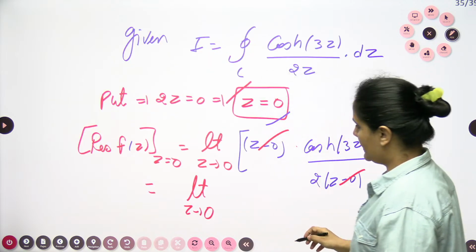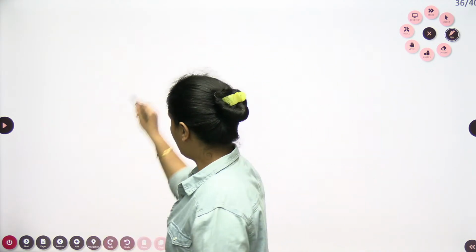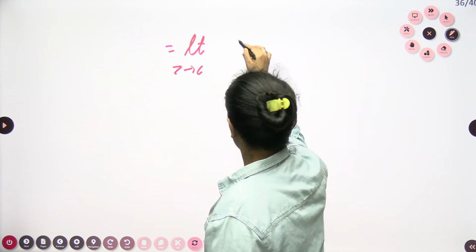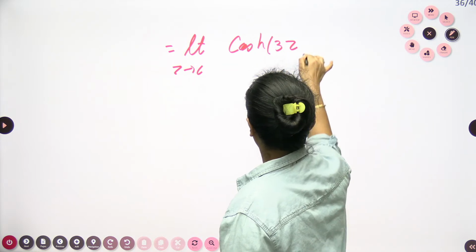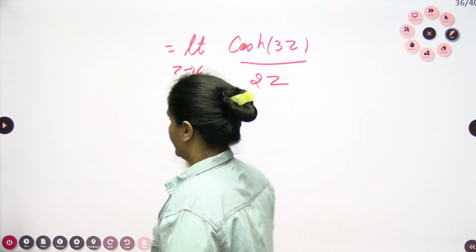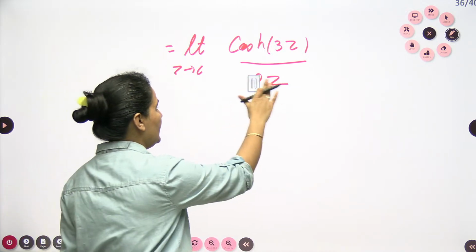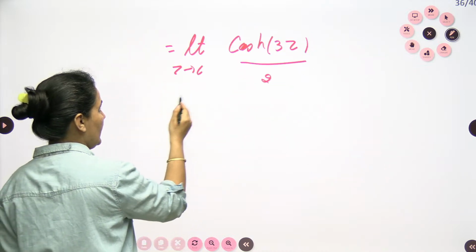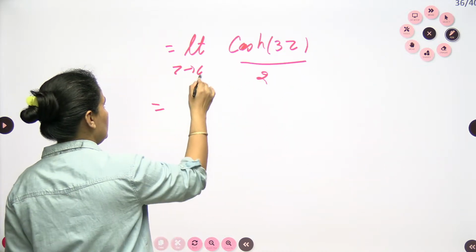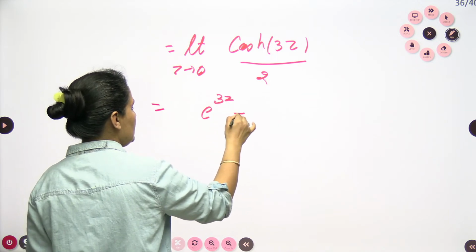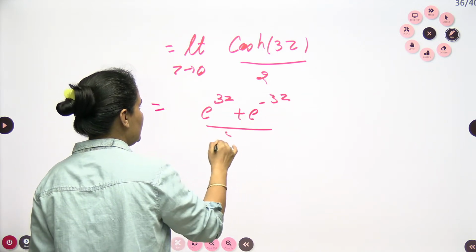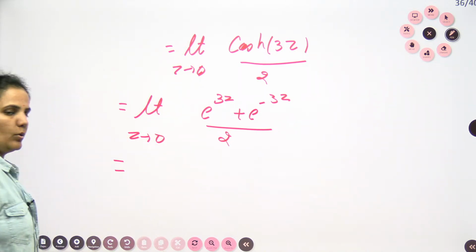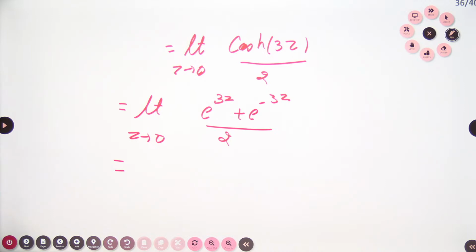So if I am having here the result as limit z tends to 0, this is cosh of 3z divided by 2. Sorry, that z is already gone, divided by the 2. So I can write this as e to the power 3z plus e to the power minus 3z by 2 when my limit is z tends to 0. Now I can apply the limit directly and get the result.